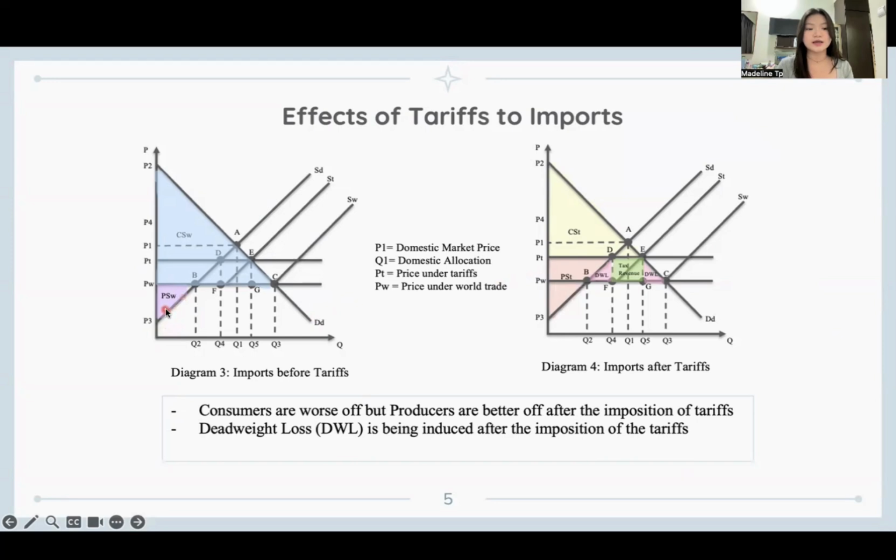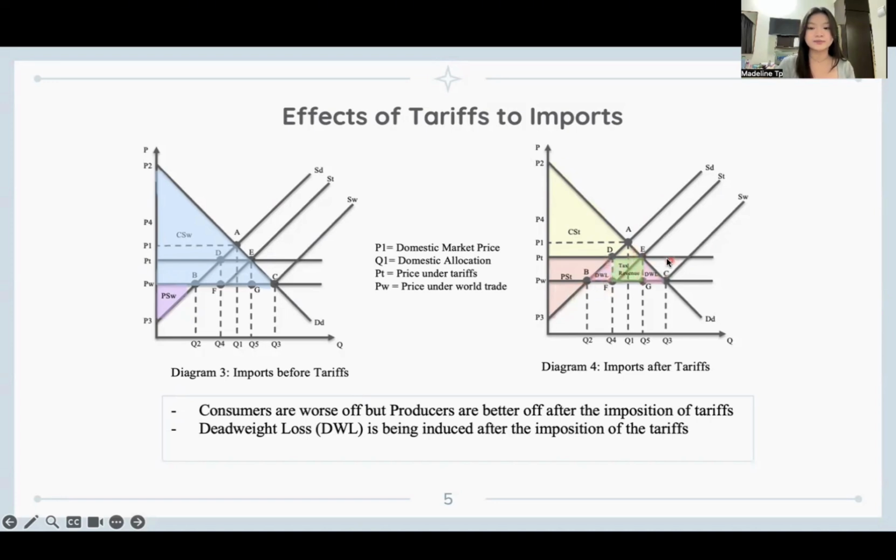However, you can see that the purple triangle is smaller than the orange triangle. This is because the producer surplus has increased, as domestic producers will be able to sell at a higher price at PT than at PW. Hence, domestic producer surplus will be higher. The tax revenue received by the government can be seen in this green box over here, and with the imposition of tariffs, the market does not work at its most efficient level, so dead weight loss is incurred at these two pink triangles over here.